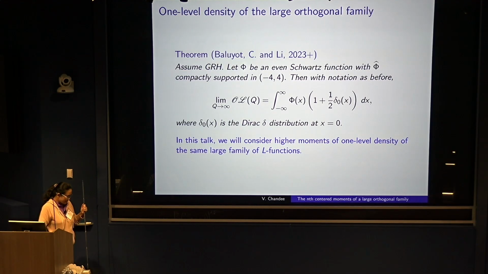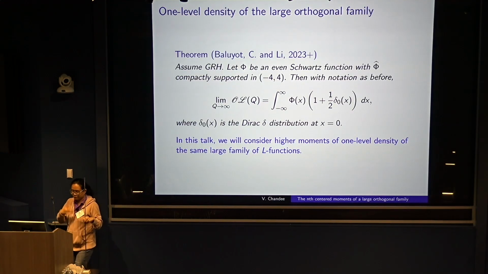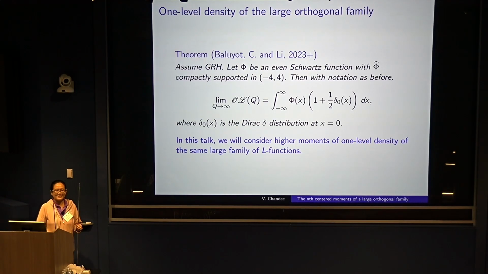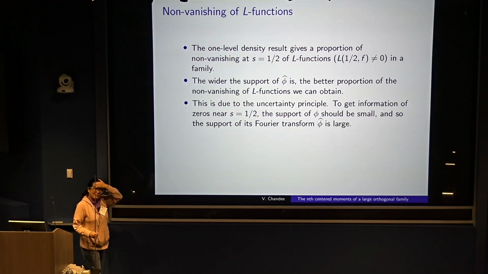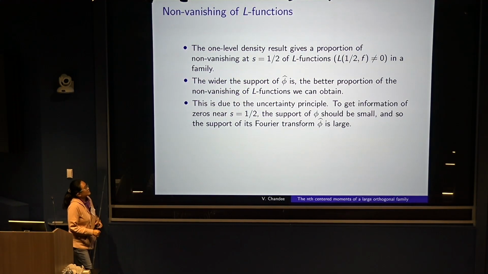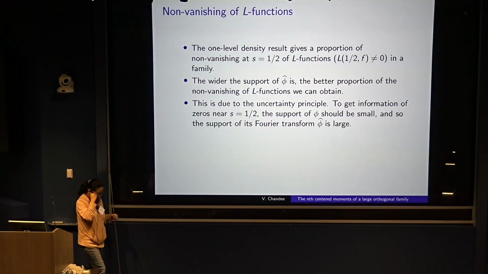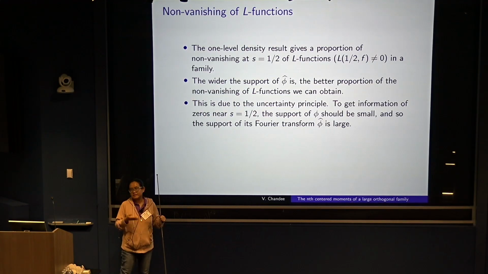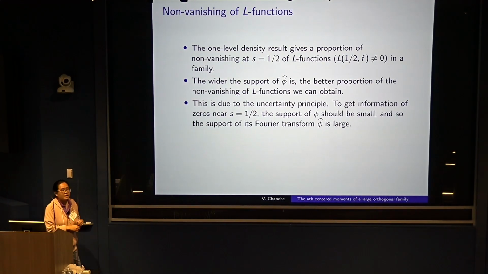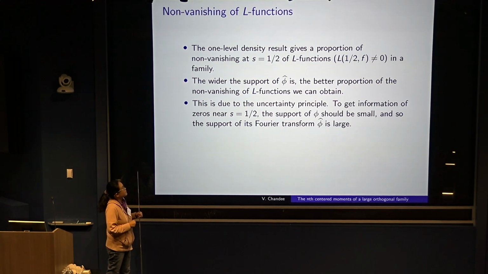So in this talk, we're going to consider the higher moments of this one-level density. We're going to do it with this same large family of L-functions, and you're going to see some interesting statistics in that. Before we get on to that, maybe we want to ask, why do we care about the one-level density? One-level density has a nice application to the proportion of non-vanishing at s = 1/2. And the non-vanishing application in some families has an important consequence. For example, for the family of elliptic curves, this is connected to the rank of the elliptic curve. And with a wider support of phi hat, we get a better proportion of non-vanishing of L-functions.